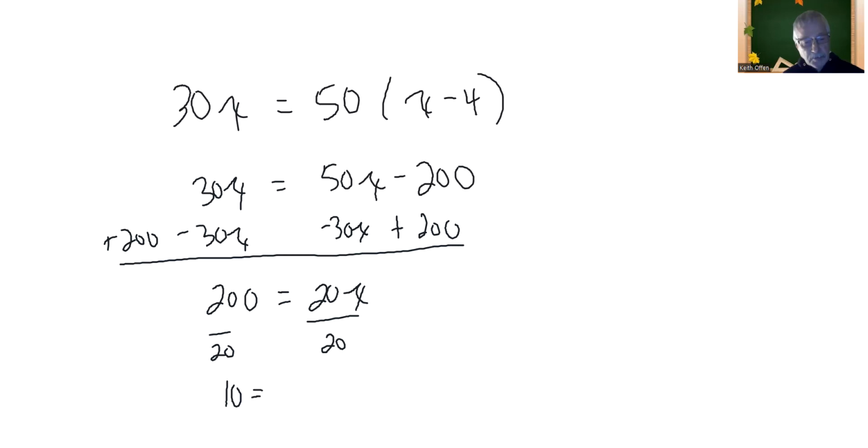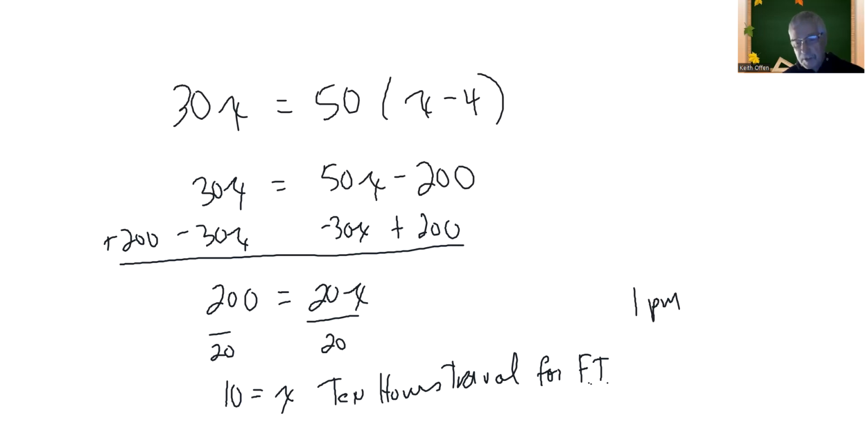So 10 equals X. And when we do that, what we will have is 10 hours of travel for the freight train. Well, the question was, what time did the train meet? The freight train left at 1 p.m. plus 10 more hours, which gives you 11 p.m. That's the time and the answer that we're looking for.